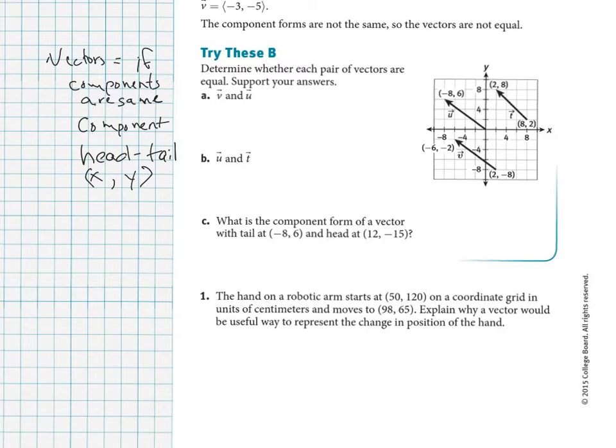So for part A, it says determine whether each pair of vectors are equal. Support your answers. The support of your answers really is going to be your component form and your work. So I'm going to put all this together kind of in one. So vector V, and we can read vector V off the picture. So vector V is this guy right here.